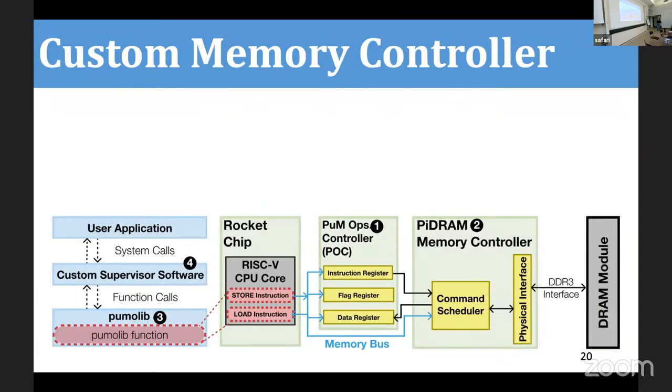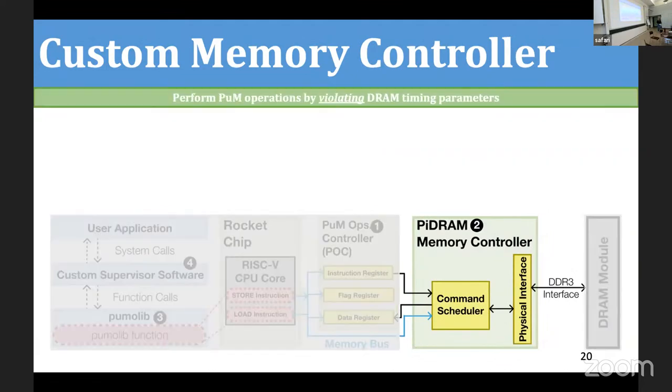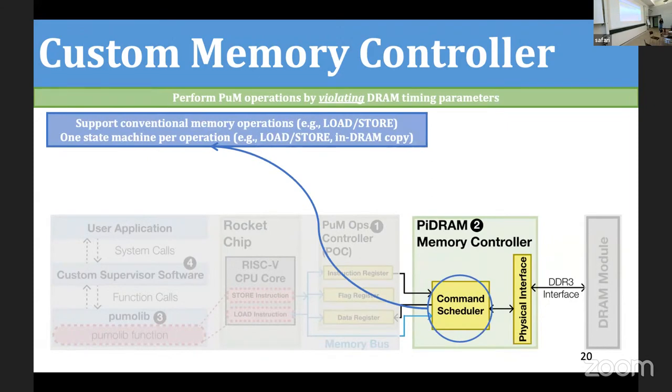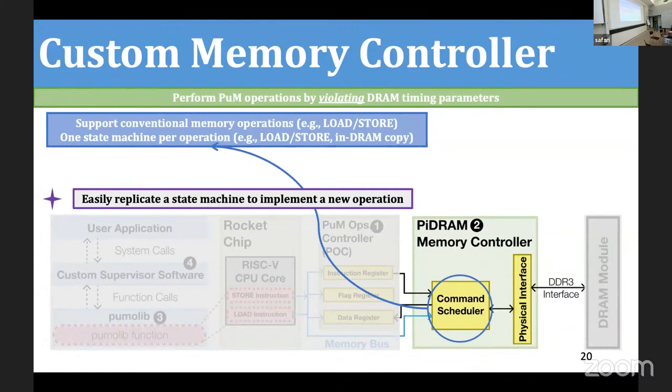Now let's move to the second hardware component, the custom memory controller, that basically performs PuM operations by violating the timing parameters. And here we have the command scheduler that supports conventional memory operations such as load and store. And it implements one state machine to control the execution of the memory operation. And this makes the PiDRAM memory controller easy to extend and to support new operations by just replicating the state machine.